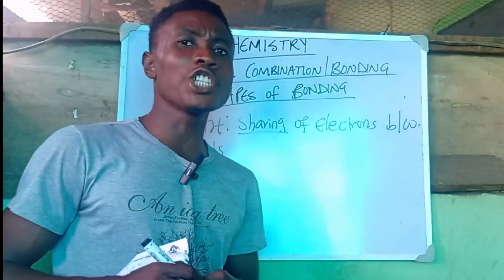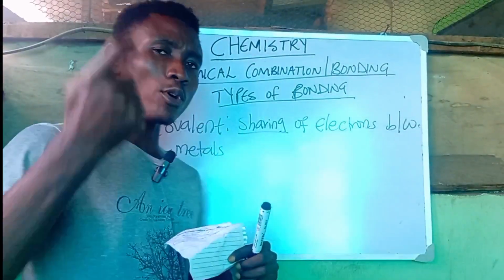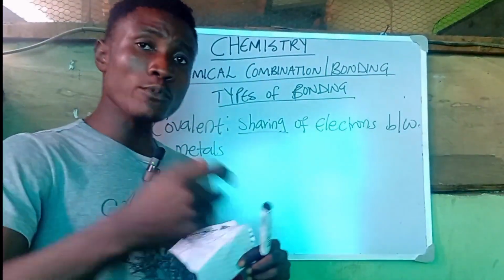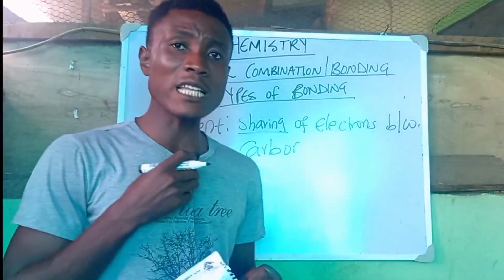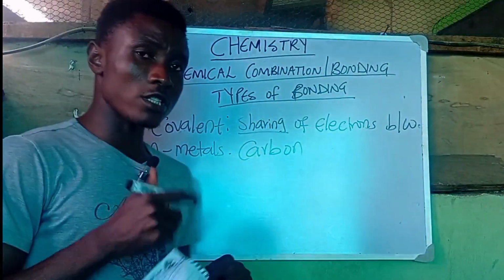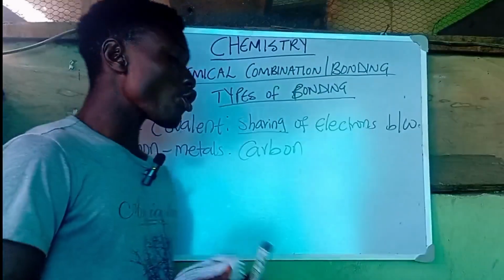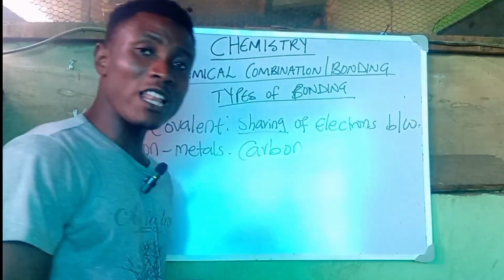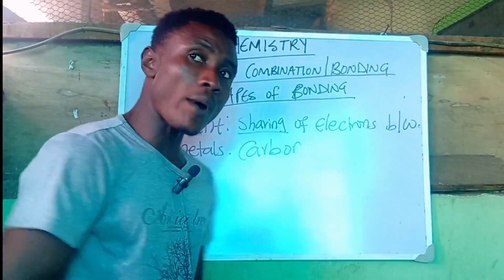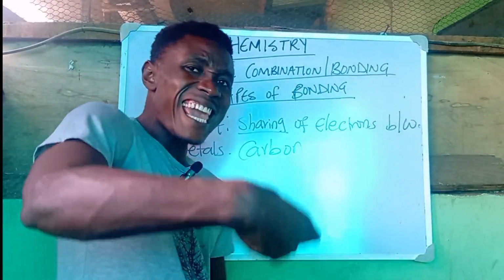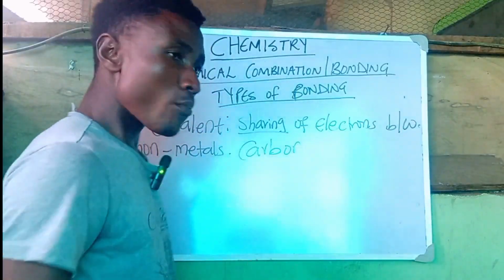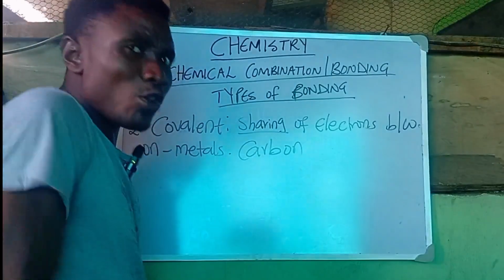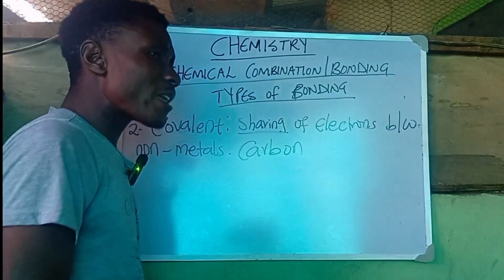Now let me give you a cheat code. The moment you hear covalent bond, the first element that should come to your mind is carbon. Although I'm going to discuss more about carbon when I talk about carbon and its compounds, where we are going to discuss in depth catenation and the special properties of carbon. But just know that carbon is one of the elements that undergoes covalent bonding.